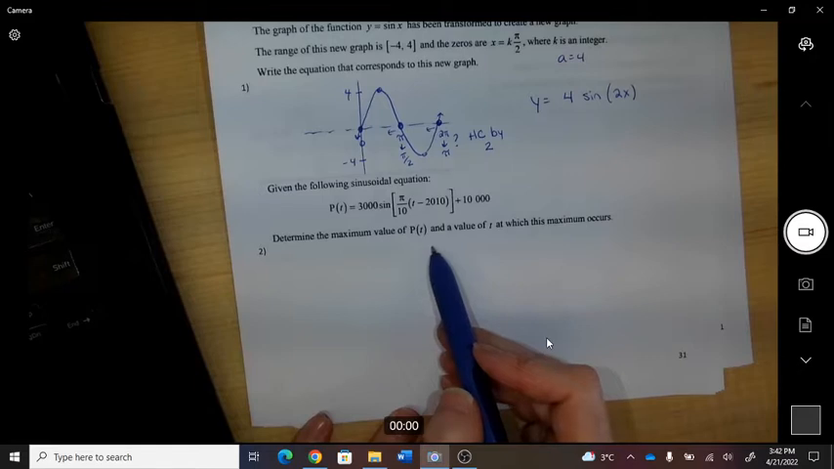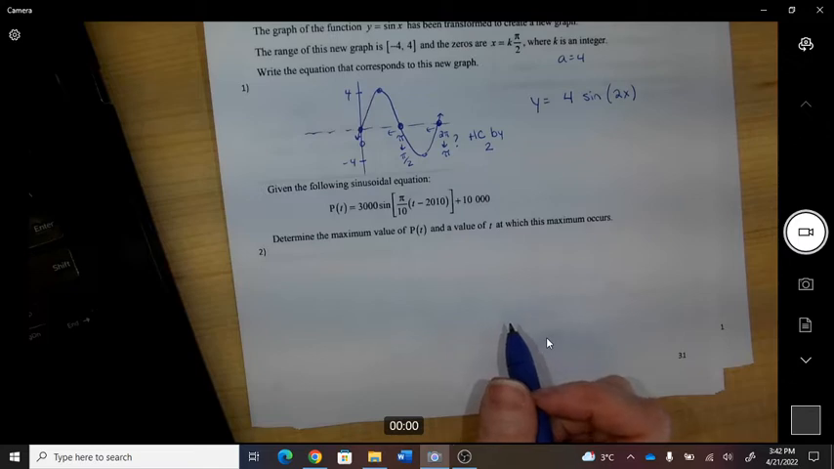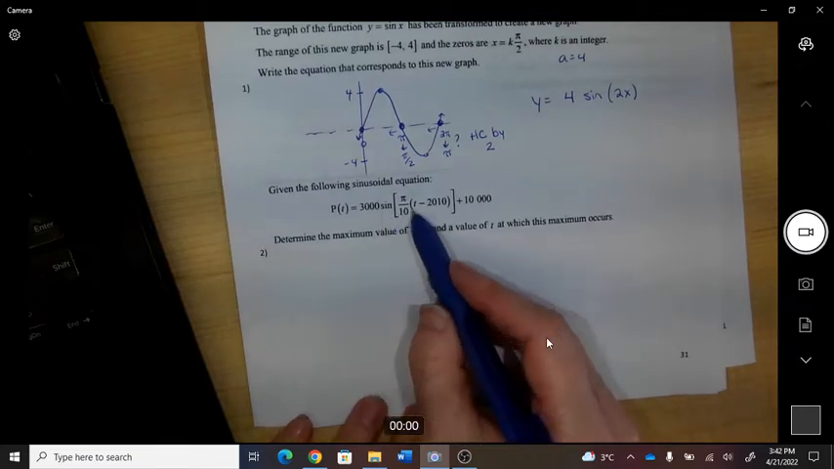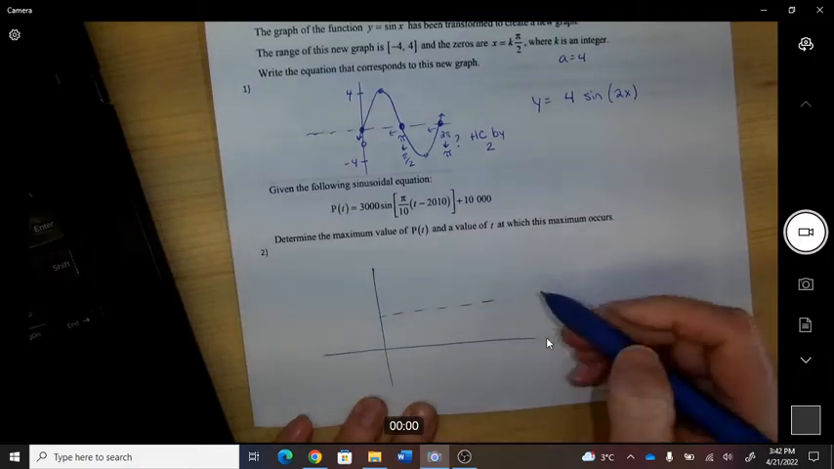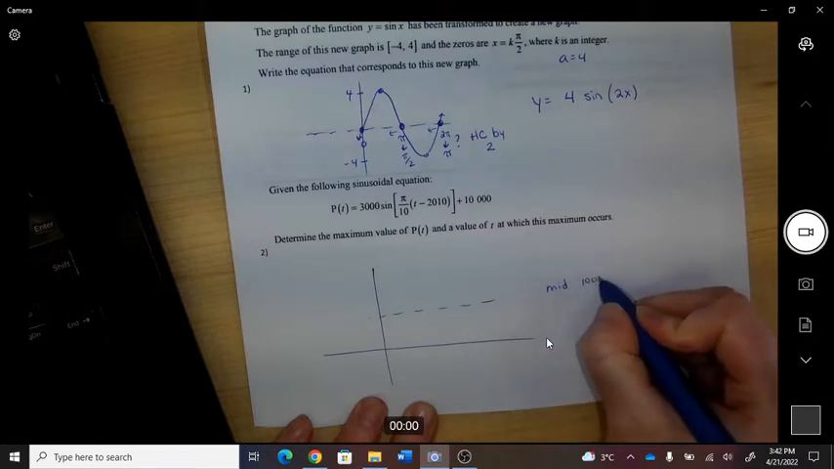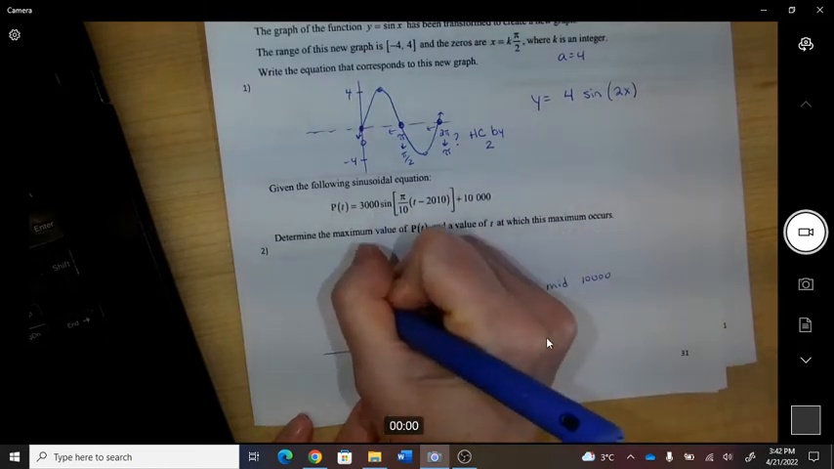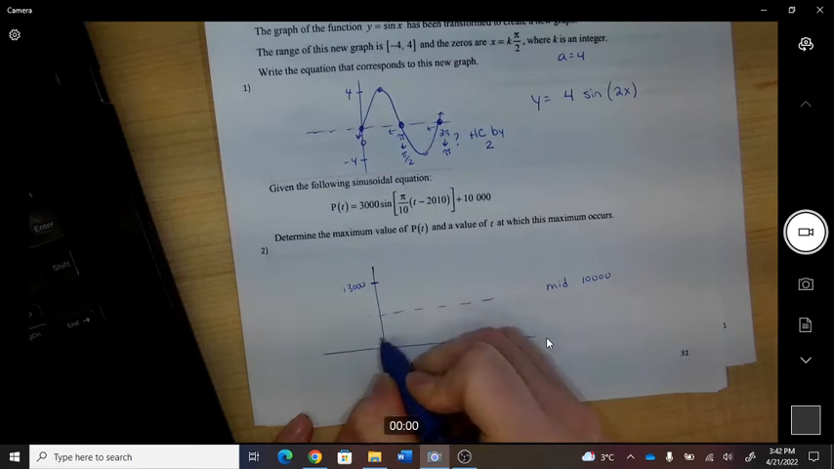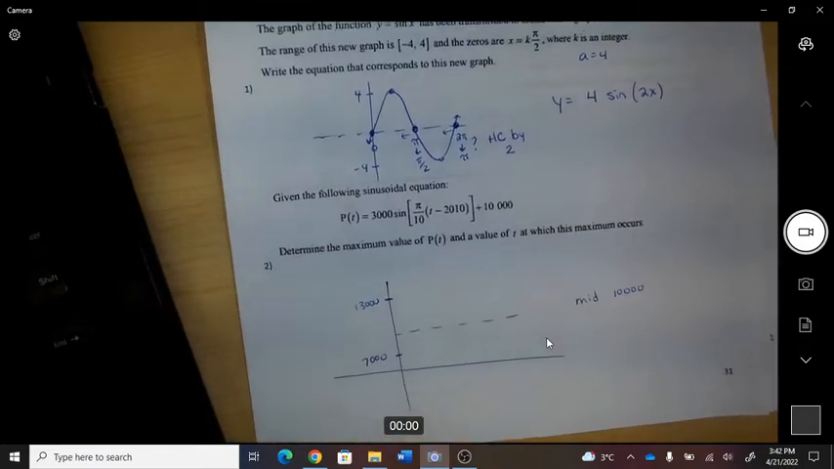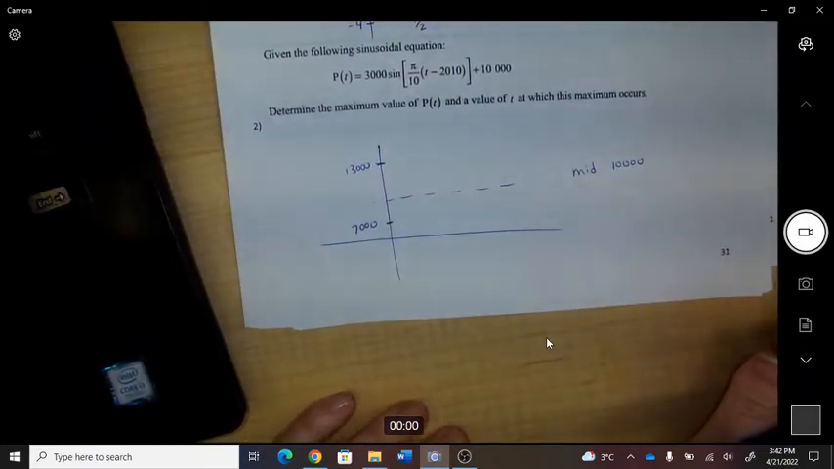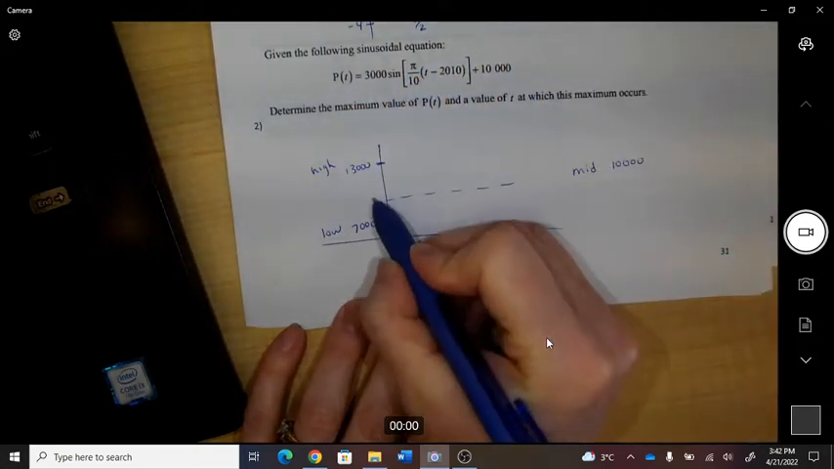Determine the maximum value and a value of t for which the max occurs. Okay, so let's talk about what's happening here. So the mid is at 10,000, and I'm going to be going 3,000 above that. So the highest will be 13,000, and the lowest will be 7,000. Ooh, my graph isn't very symmetric or anything. Okay, so this is the low, this is the high, that's the middle.